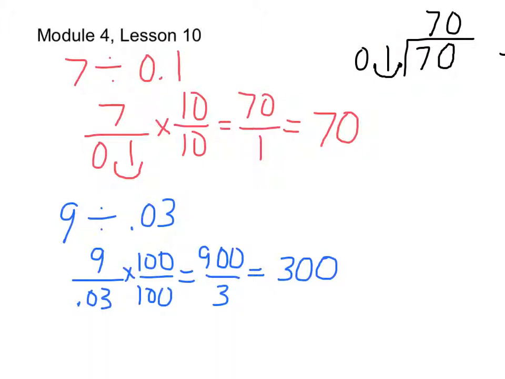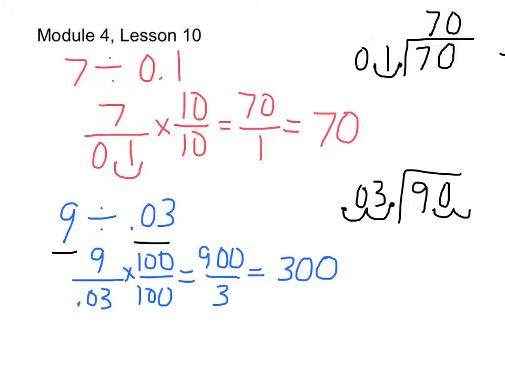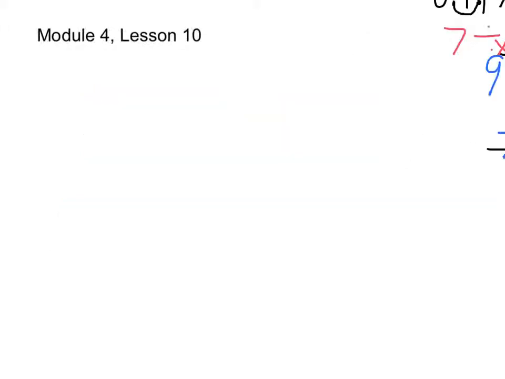Same answer. Let's look at that with the 9 divided by 0.03. We've got 9. We're dividing by 0.03. I want to get rid of the decimal. Let's hop it over. I had to move 2 spaces. So here's my invisible decimal on the 9. I'm going to go 2 spaces. My 9 became 900. My 3 hundredths became 3. Divide as normal, and I get 300.